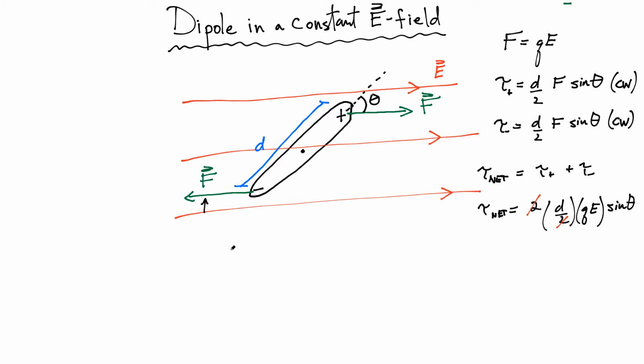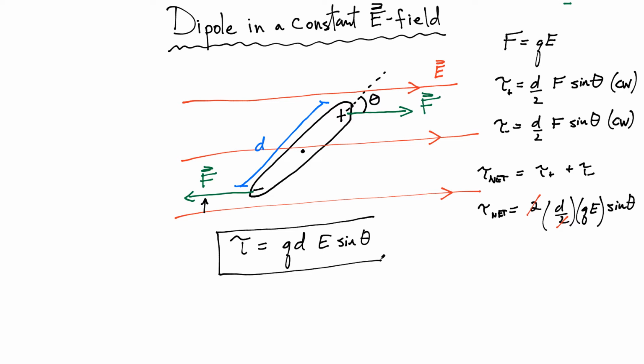Let's write our final equation for the torque on the dipole. It can be written as Q d E sine of theta. So that's a useful formula to remember. You can also take this a step further, and that's typically what people do: we're going to define a quantity called the dipole moment. In this case, it's the electric dipole moment.